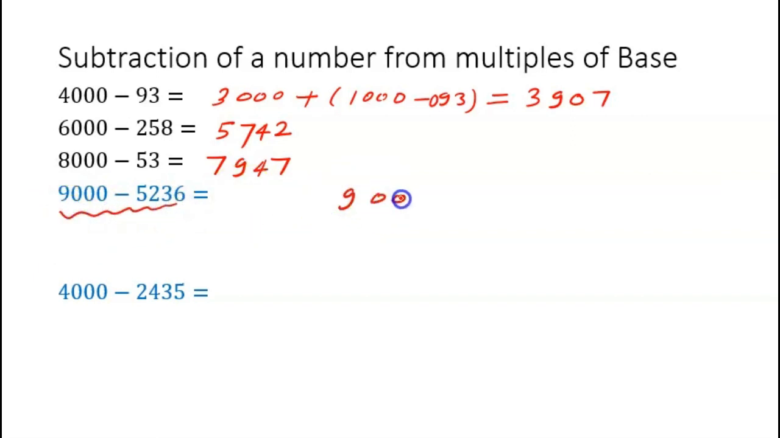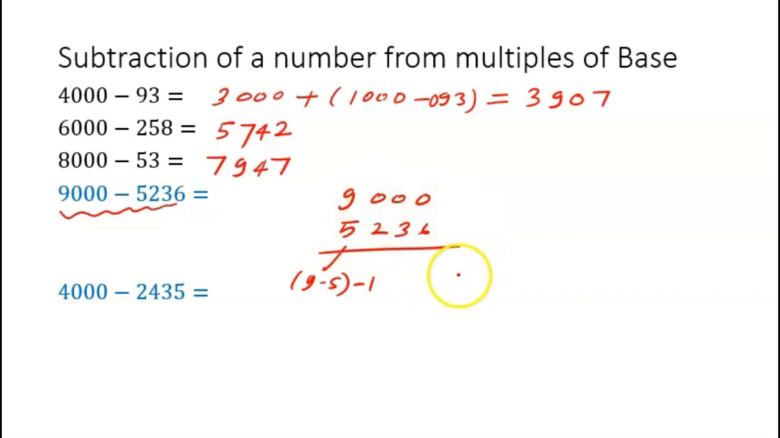Now we have two more problems here, and there is a small difference in this process. We have 9000, and from that we have to subtract 5236. Here the number of digits is not equal to the number of zeros, so there will be a small change. The change is that when we subtract, the answer should be written in two parts. In the first part I will write 9 minus 5 and minus 1. I will subtract 1 extra, and for the remaining I will take the complement.